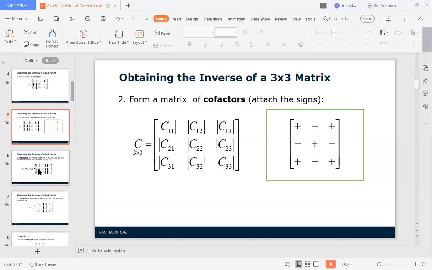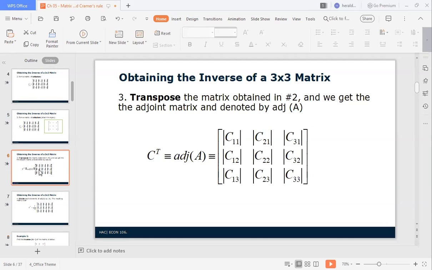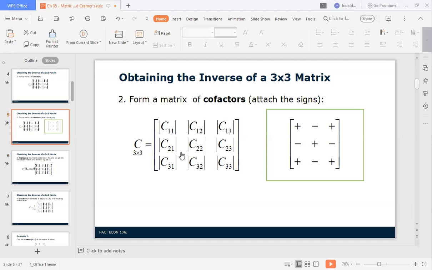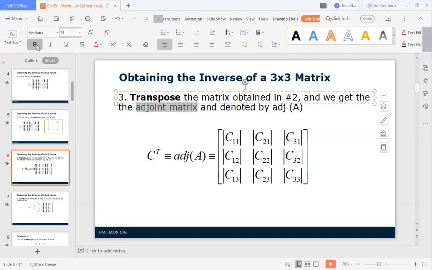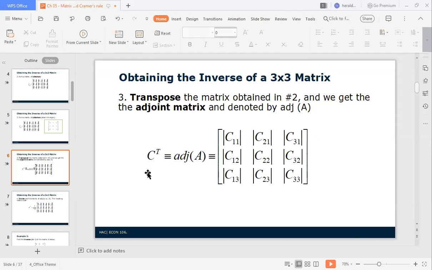Okay, now the next step, class, is we will do matrix transposition. What we're doing here is we're transposing the matrix that we obtained in the second step, and the resulting matrix is known as the adjoint matrix of the original matrix. So we are only transposing this matrix of cofactors, and then we label it as the adjoint. Okay, so again, when I refer to the adjoint matrix, class, I am referring to the transpose of the matrix of cofactors. We can also denote that as ADJ, capital A.